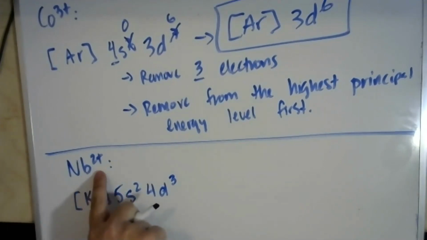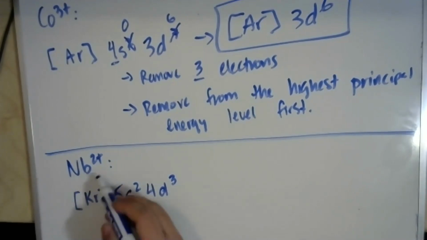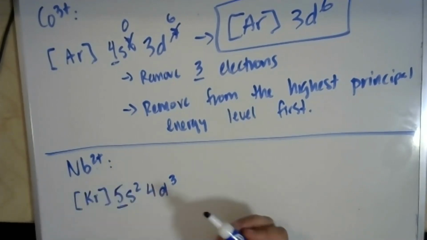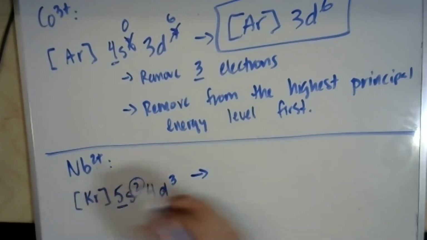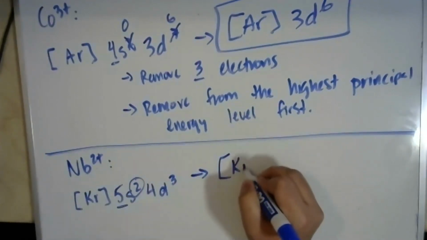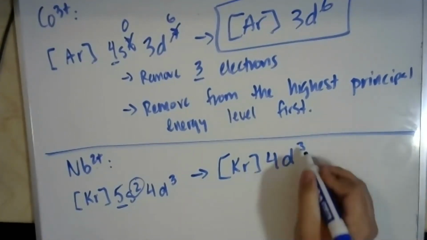Okay, and again, to turn this into an ion now, I'm going to focus on the highest principal energy level first, not what I wrote last, what the highest number is. And this is going to be a +2, so I need to remove 2 electrons, and these will be the 2 electrons that I remove. Okay. So my electron configuration for Nb2+ is going to be Kr 4d3.